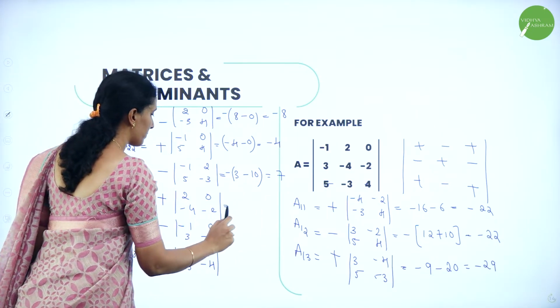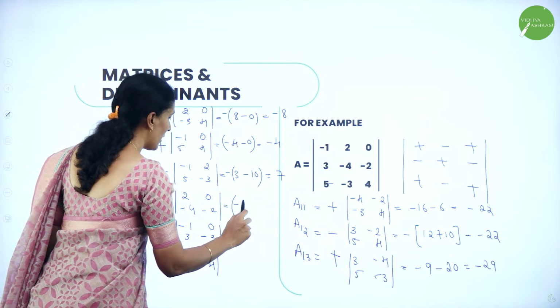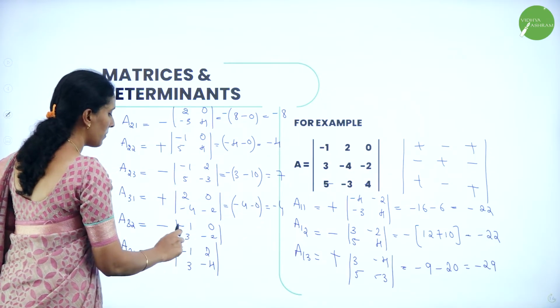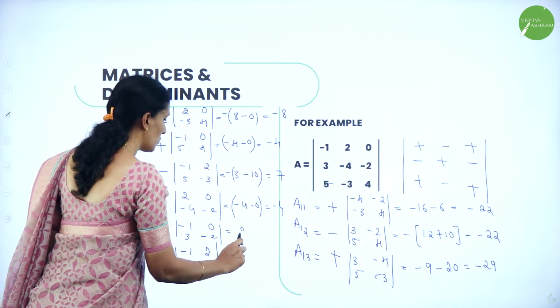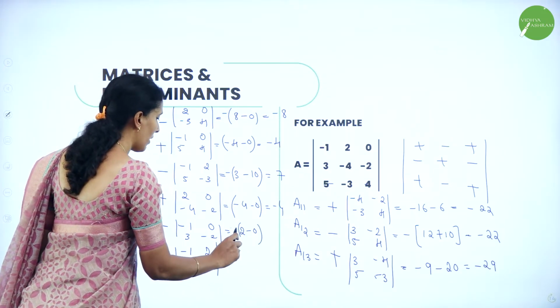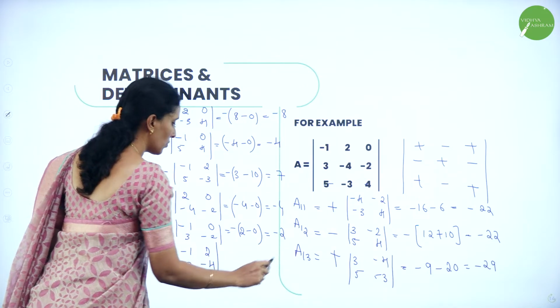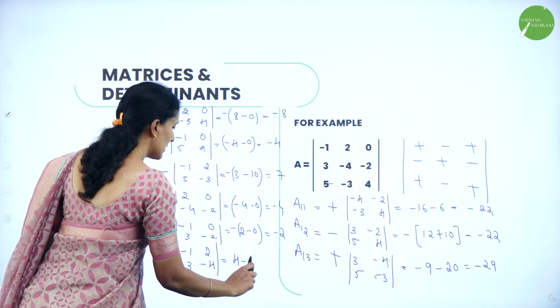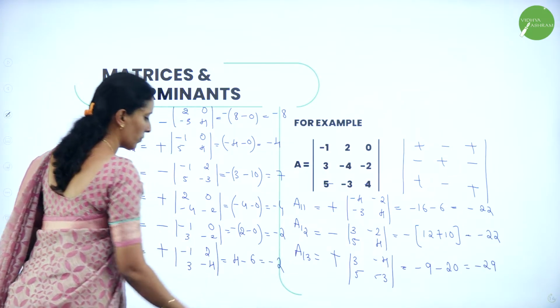Next you have 2 into minus 4 minus 0, which is minus 4. Next, minus 1 into minus 2 becomes 2, minus 0. Outside you have negative, so the value is minus 2. Next, it is 4 minus 6. The value is minus 2.